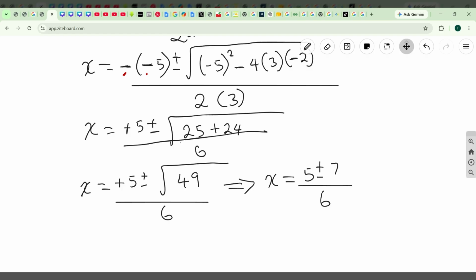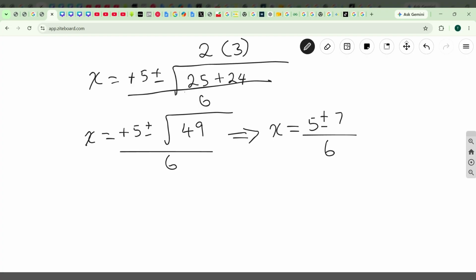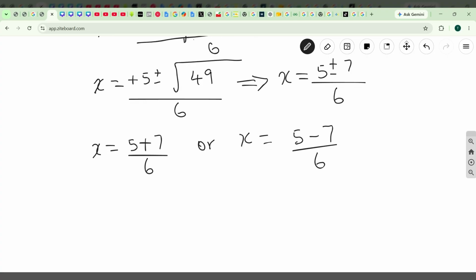Okay, so what do we have next? We have that our x is equal to 5 plus 7 divided by 6, or our x is equal to 5 minus 7 divided by 6. Those are the two instances. Therefore, our x here is equal to 5 plus 7, which is 12, divided by 6, or x is equal to 5 minus 7. Here, 5 minus 7 is negative 2 divided by 6.